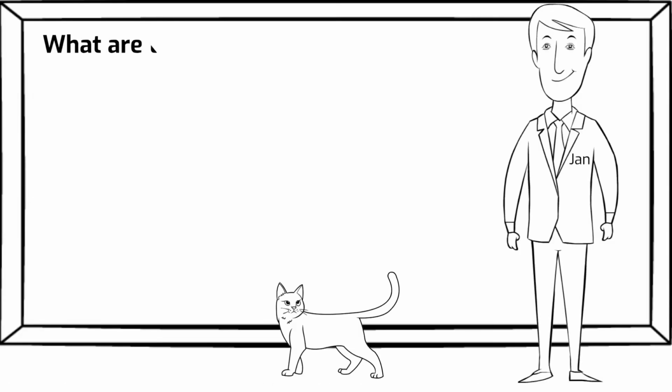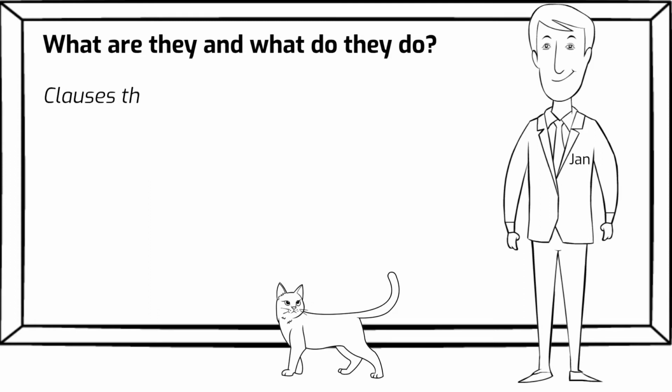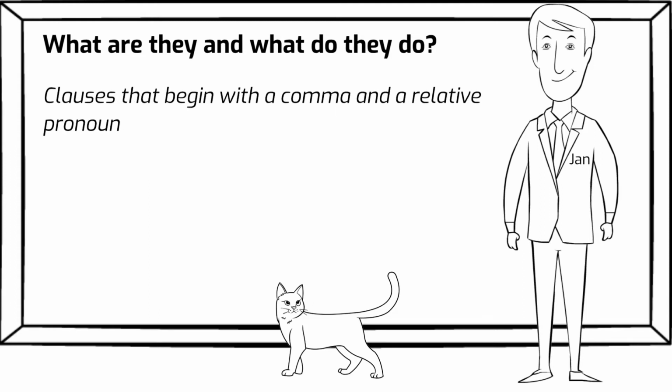So, what are they and what do they do? Put simply, a non-defining relative clause is a chunk of language that begins with a comma and a relative pronoun. The most common of these pronouns are which, who, where, and when.